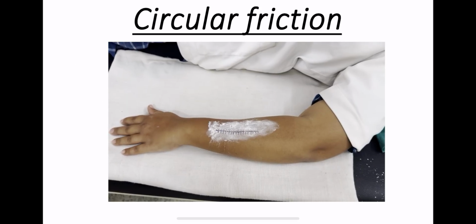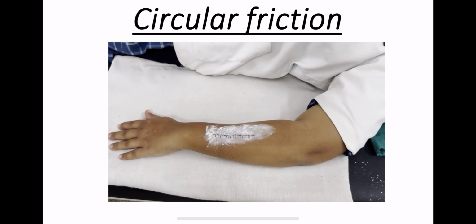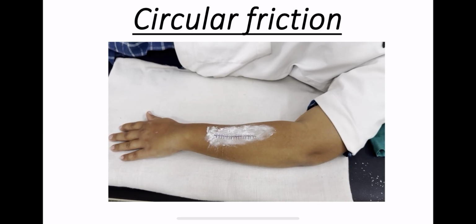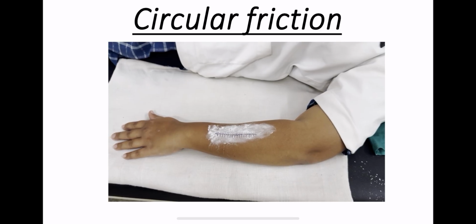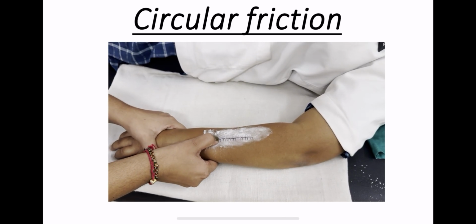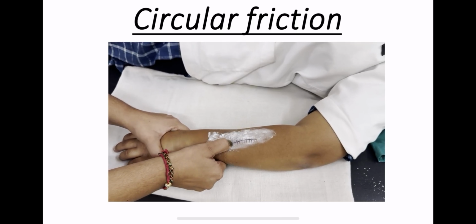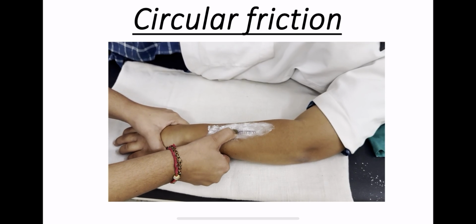Circular friction. This technique is applied in a circular motion with the thumb. In this, there is no phase of relaxation and a constant deep pressure is applied to the tissue. This technique is applied around a localized area. The fingertips are placed over the localized area with a little pressure downward. The skin and finger are moved in a circular direction.